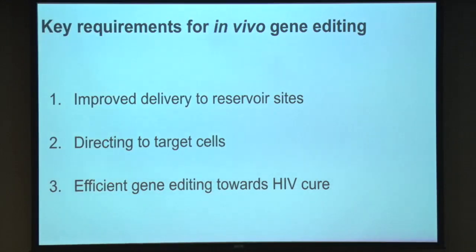From my perspective, there are 3 key requirements for an in vivo gene delivery system to be successful. The first one is they need to get into the site. The second one is they need to directly get into the target cells. And the third one is they get into the cells and do the work.